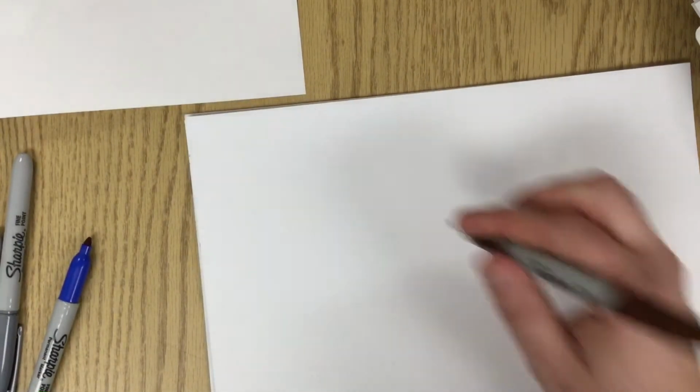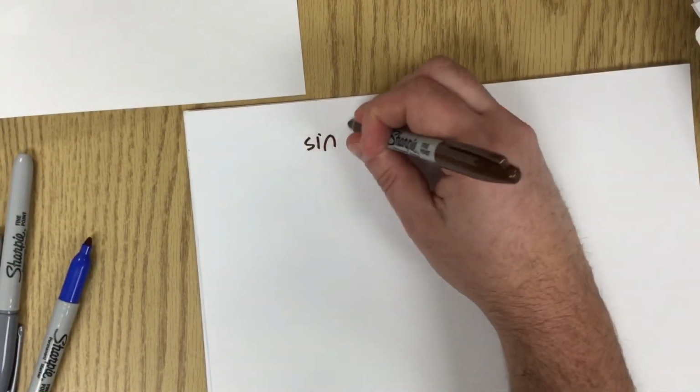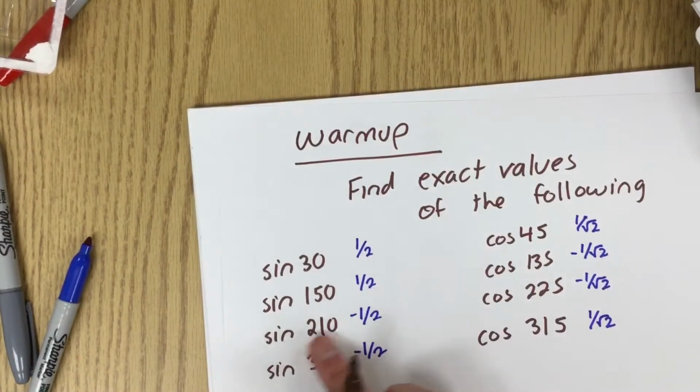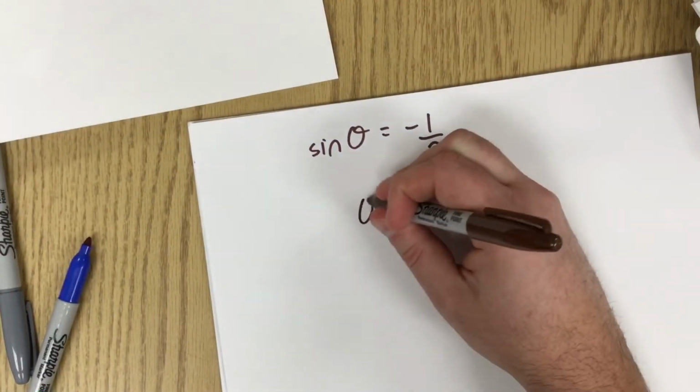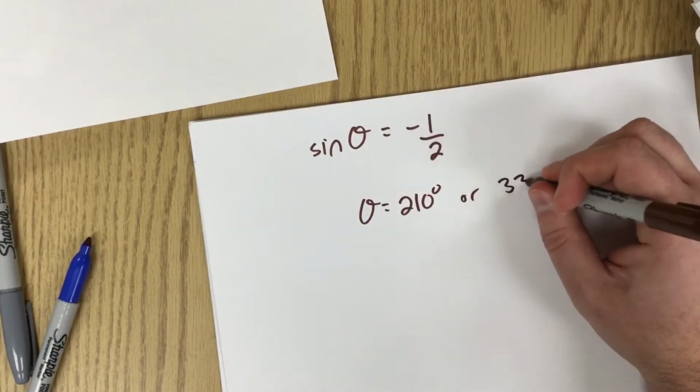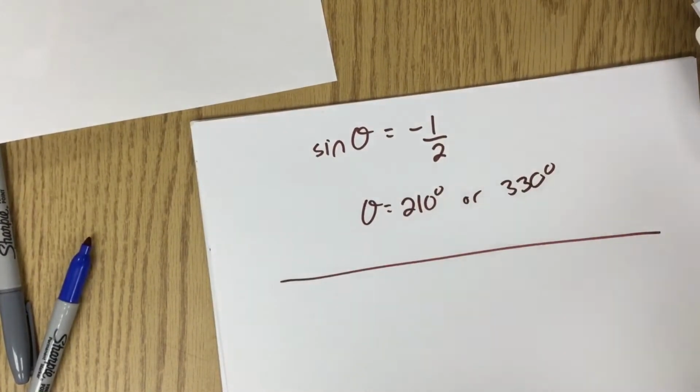Similarly, if I said that the sine of theta was negative a half, well, then theta is going to be 210 or theta is going to be 330. So in this case, the answers would be 210 or 330.